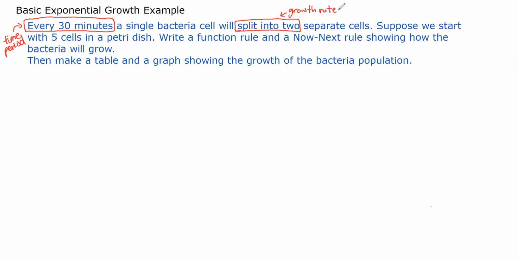All right. It says to multiply times 2, because every 1 turns into 2. So from 1 to 2, when we're multiplying, we multiply by 2. Suppose we start with 5 cells. All right, 5 cells. That is, as the start word implies, the start value.